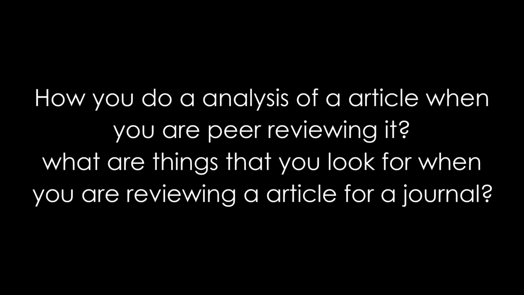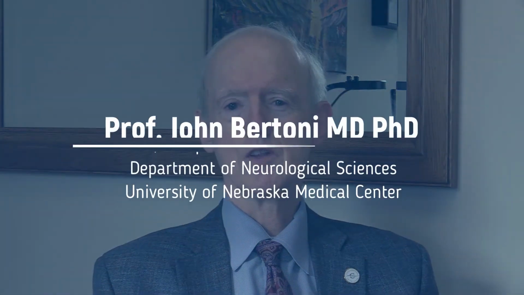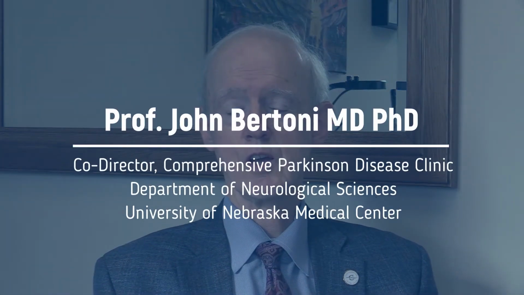So walk us through how you do analysis of an article when you're peer reviewing it. What are the things that you look for when you're reviewing an article for a journal? Well, let's see. When I'm starting to review an article, I've got to remember that there is a person at the other end that has submitted this, and we need to do a really good job at giving the strong and the weaker points of this article and to try to make it better when it's published.